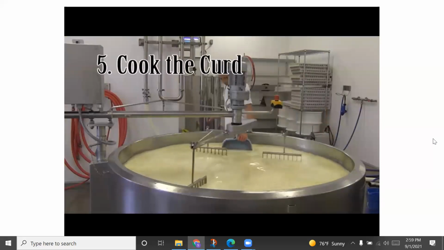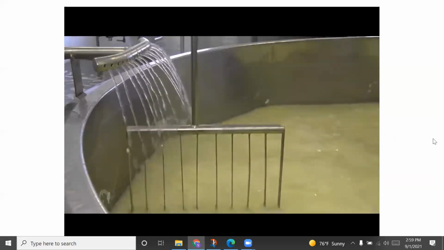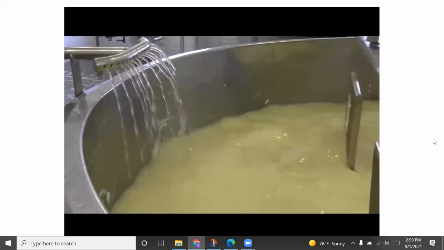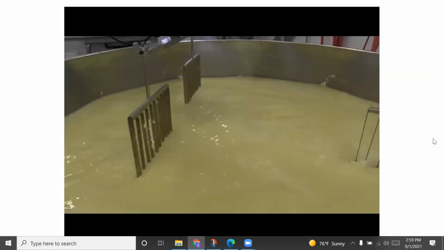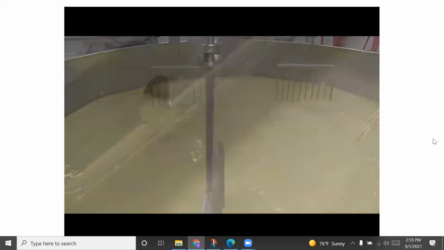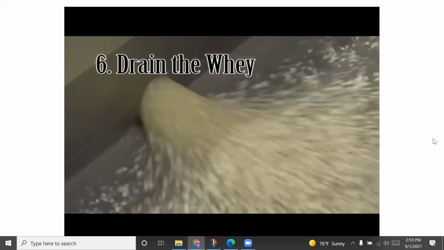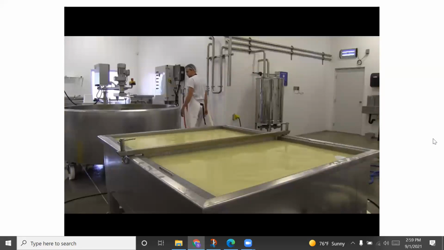To help them shrink, they must be heated. With the Five Brothers cheese, some whey is removed and hot water is added. The hotter the water, the drier the cheese will be. The curds are then removed from the vat and put through the drain table. The whey filters out and is removed. The curds form a mass at the bottom.